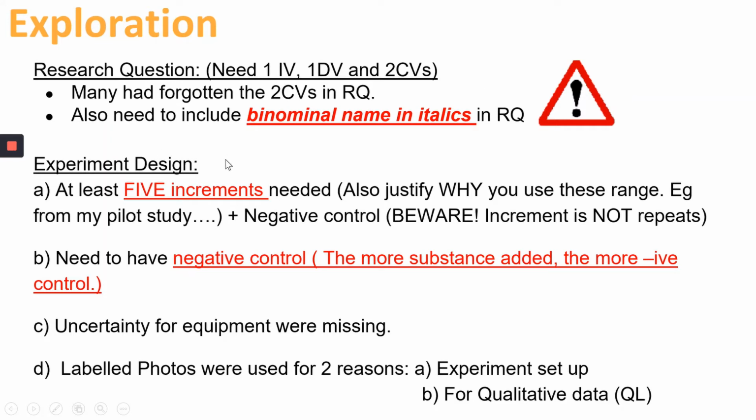Previously we've mentioned that the past study helps you to justify why you're taking certain steps or using a certain concentration or volume. So what else is involved? When you design your experiment, if your IV, that means your independent variable, is continuous, then you need at least 5 increments plus the negative control.